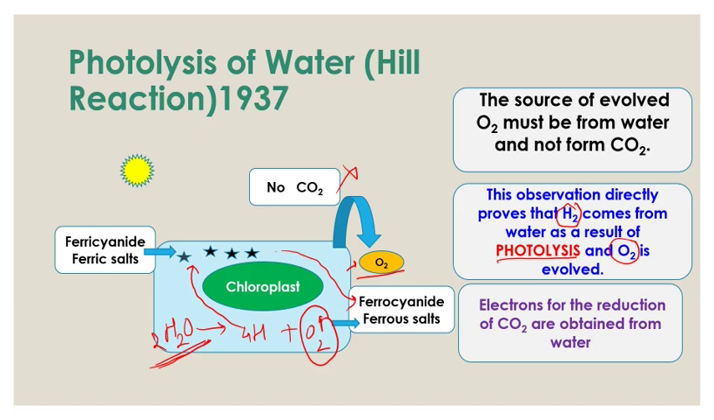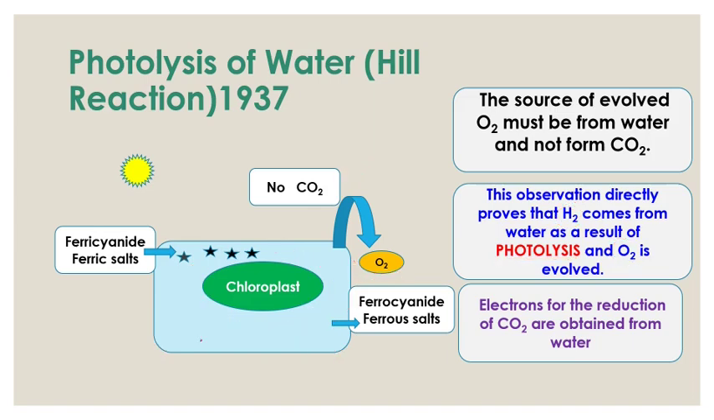Electrons for the reduction of carbon dioxide are obtained from water. So these two important conclusions were drawn from photolysis of water. I again repeat, students, in simple words: water splits up to form hydrogen and oxygen. Hydrogen, basically we are talking here about the electrons. These electrons are accepted by some acceptors, and then carbohydrates are formed, whereas oxygen gas is evolved out.